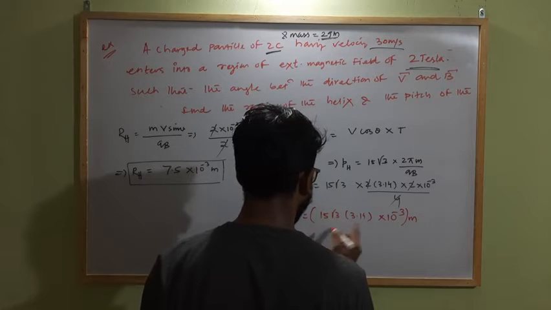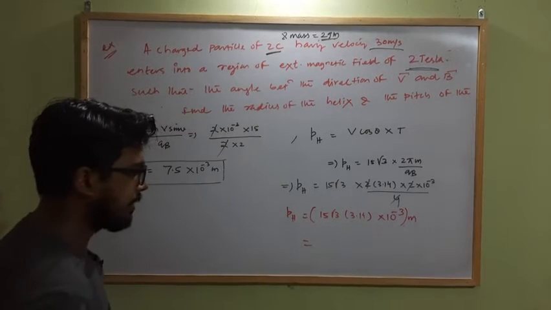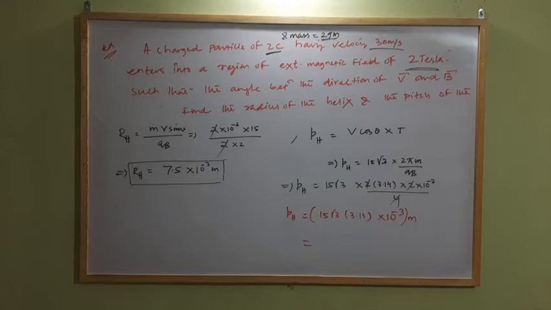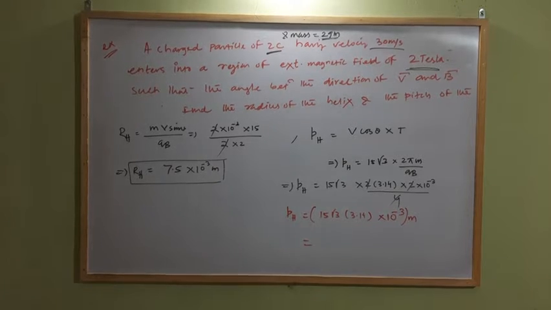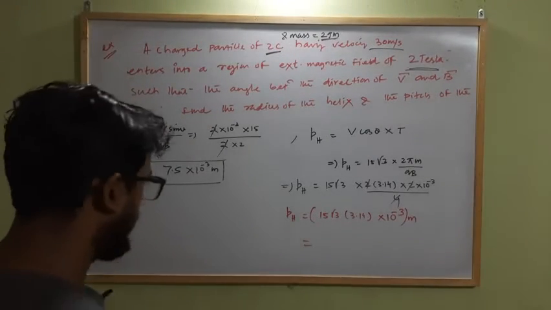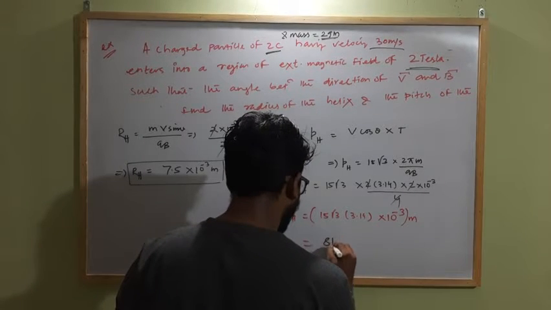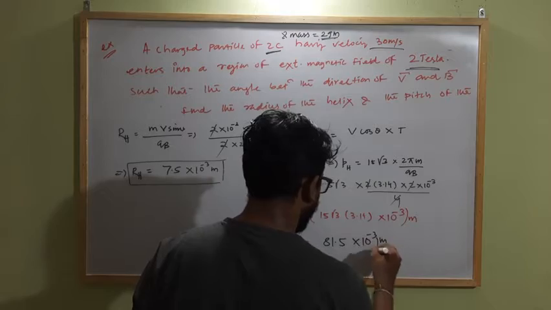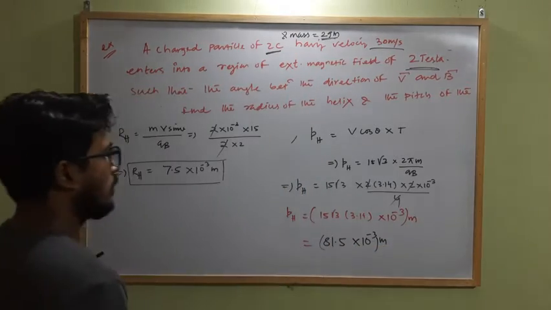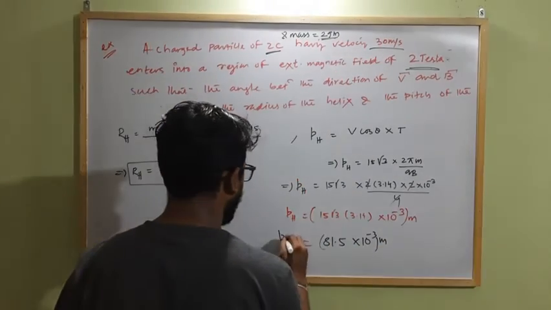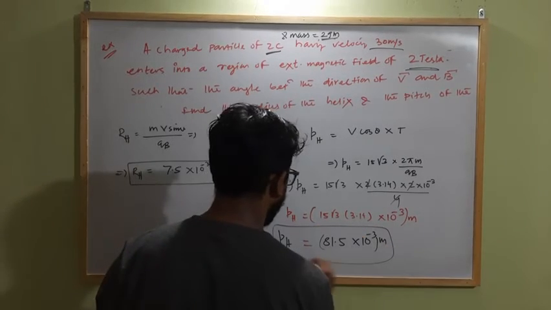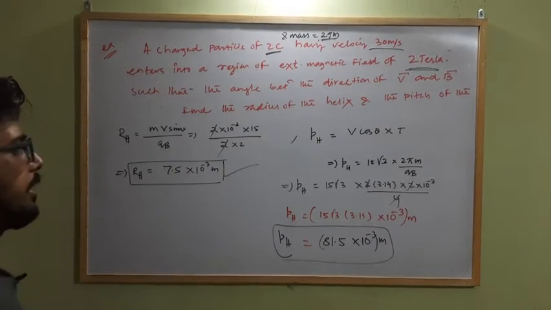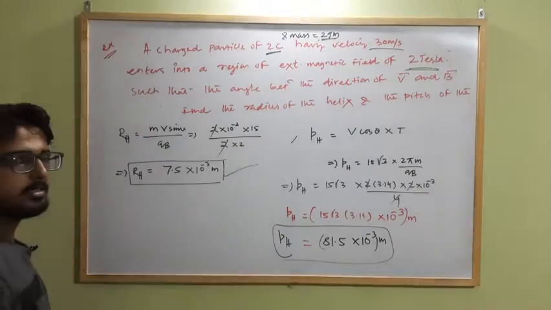By solving this, we will get 81.5 meter. Okay, this will be the expression for the pitch of the helical path or helix. This is the expression for radius of the helical path or helix.